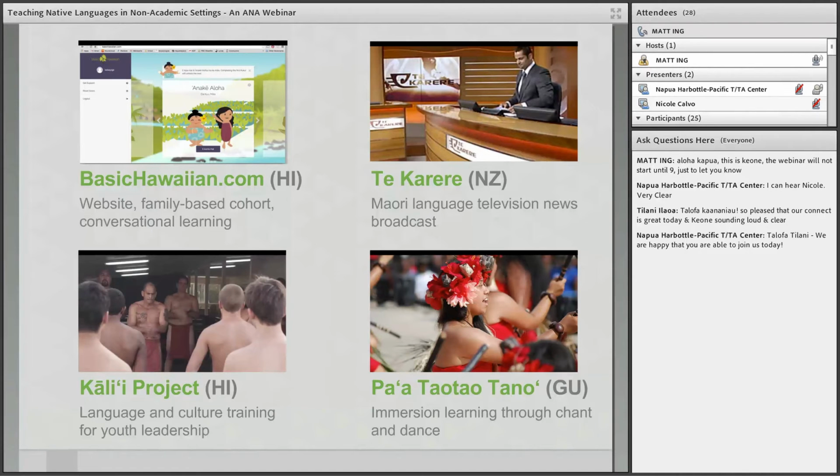Now, Pa'atautautano, the lower right, they also have a different way of learning the language, and this is immersion through chant and dance. And we'll revisit this a little bit later in our webinar.